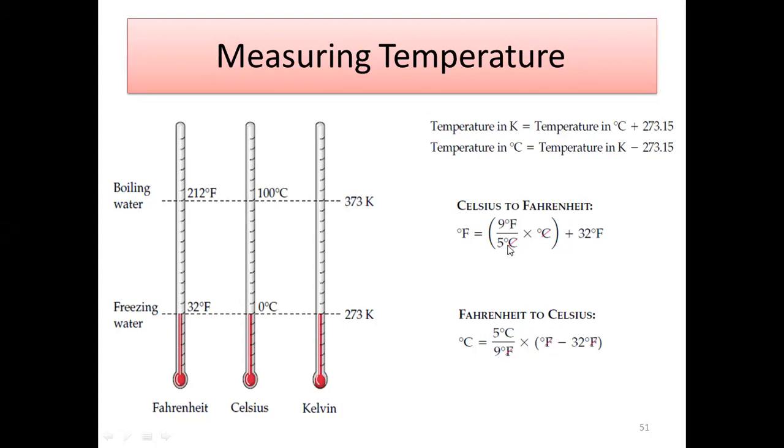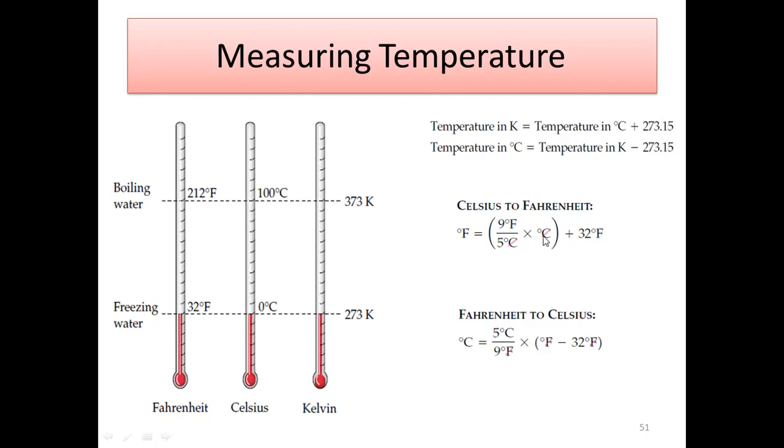And look at the conversion. This is the same unit cancellation method, as we have done with the measurement of length and mass. This is 9F over 5C. These will remain constant. You do not need to change this one, you multiply with the centigrade. This is the temperature you have to put over here.